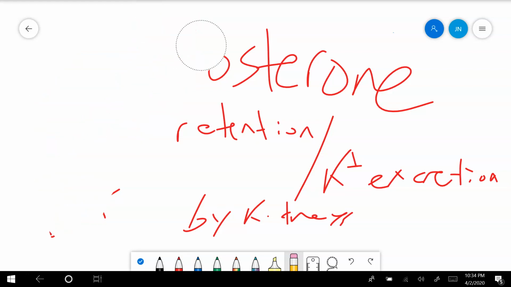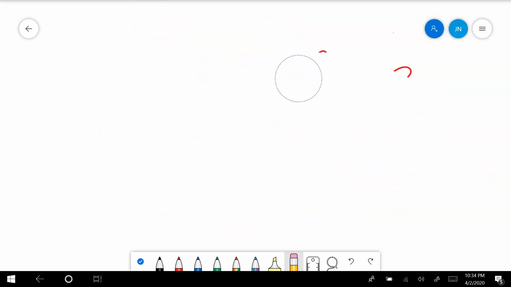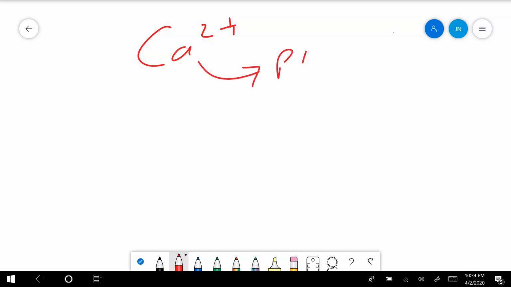There are other electrolytes that we care about. Calcium levels are, of course, hormonally controlled. We've talked about parathyroid hormone in depth. We have anions like chloride. Chloride homeostasis is basically sodium homeostasis. They go together.